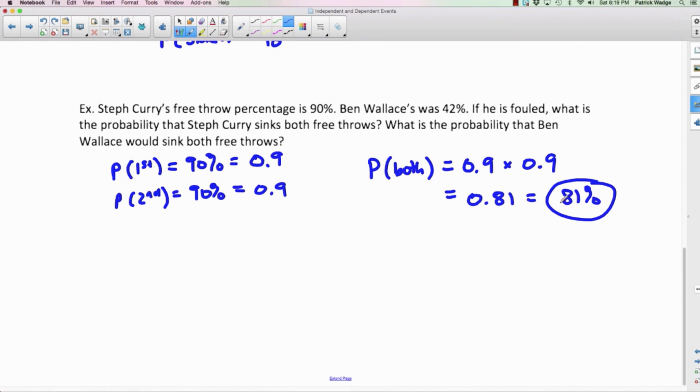So if Steph Curry goes to the line 5 times in a game, there's only 4 of the times you'd expect him to make both. One of the times you'd probably expect him to miss a shot. That's still pretty impressive though.